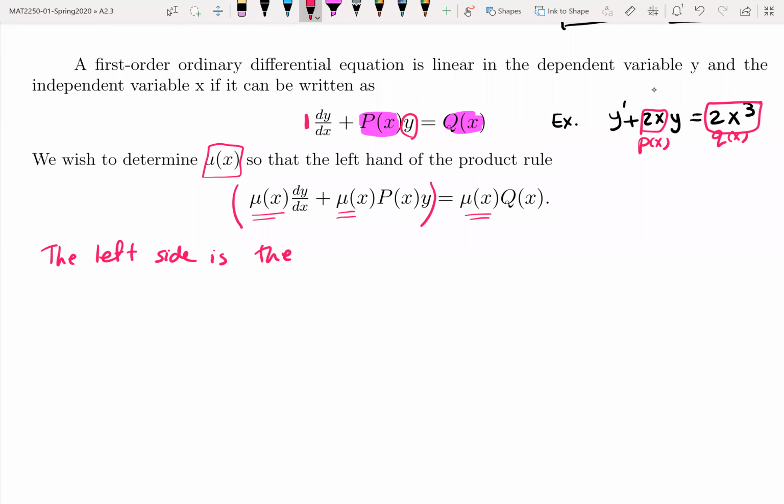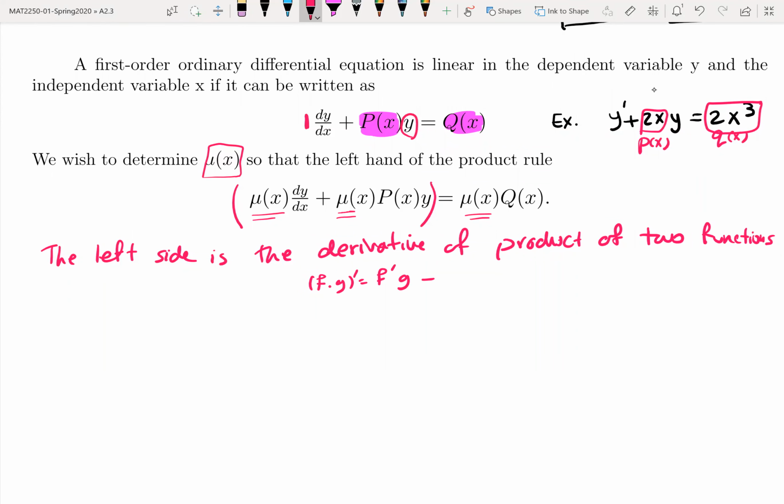Okay, the left side is just the derivative of a function, actually the product of two functions. So if you have f times g, the derivative has to be the derivative of the first times the second plus the derivative of the second times the first. So if I go by the right order, I have to have something multiplied by dy/dx. So that's just really this piece.